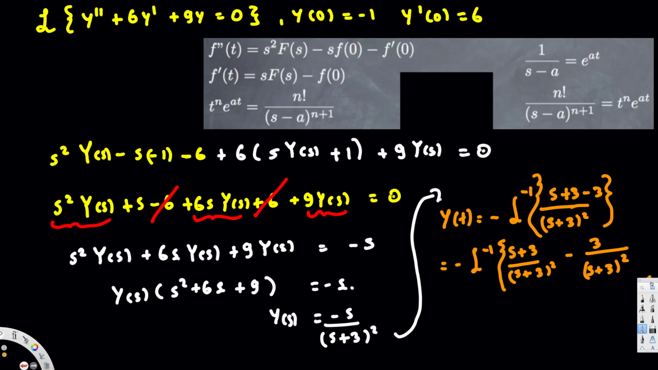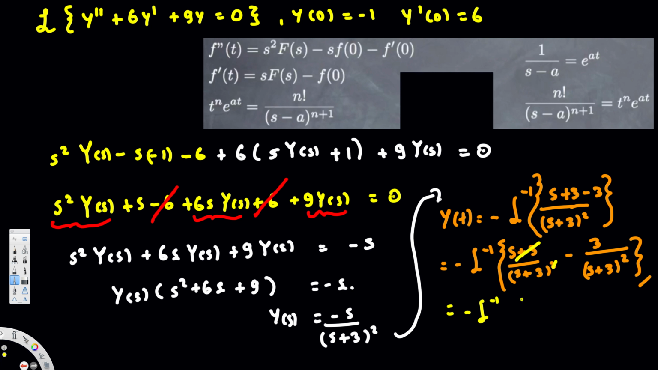Okay, in the first one, if you notice, here we have s plus 3 in the numerator, and the square will cancel, so we get 1 over s plus 3. That is matching this e power at pattern, because we have to have 1 over s minus a. To write this one in that pattern, what we do is put a minus a, and this is going to be 1 over s minus minus 3, and now you can see the pattern. For the first one we can change it, right?